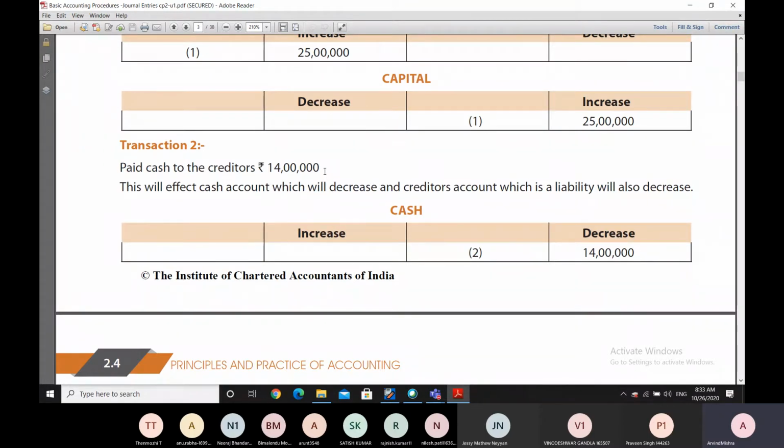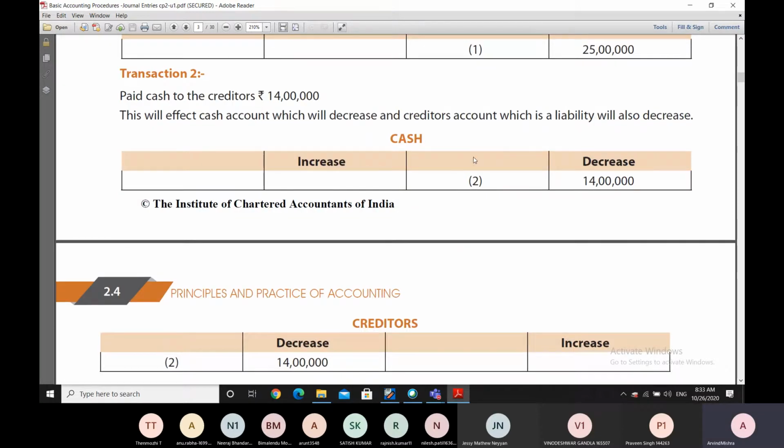Because the business ultimately is generating profit, and every year's net profit is added to the owner's capital. Now when we pay cash to the creditor, two accounts are affected. One is the cash account, because cash goes out of that account, and there is therefore a decrease of cash. And since it is a decrease, we put it on the right side here. As you can see, 14 lakh on the right side, decrease, because the cash account is an asset account, and therefore decreases are put on the right side.